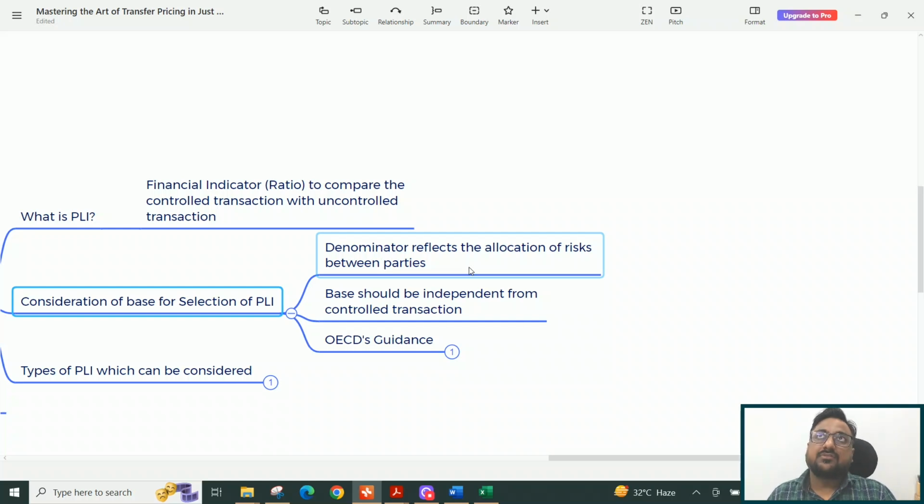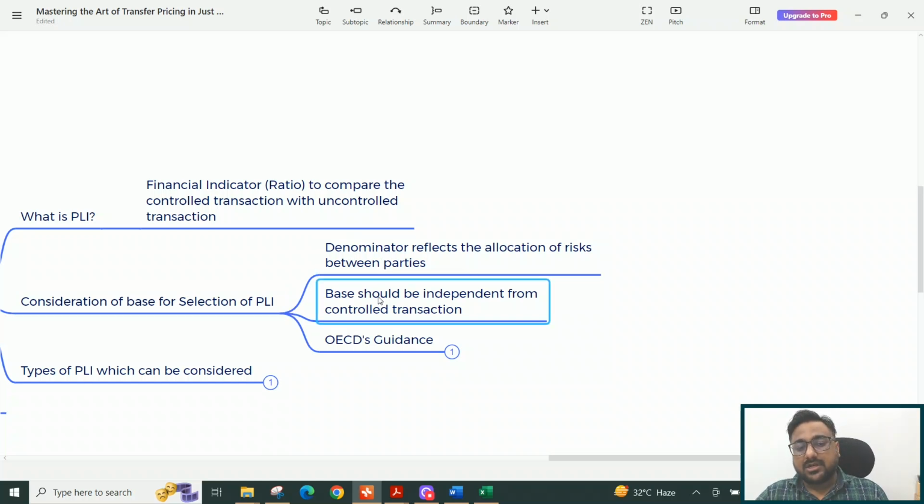Let me give an example for allocation of risk between the parties. Suppose your risks are more towards purchase, right? Then under your denominator your operating cost will be there, or the cost base denominator. We will see what type of PLI we can use. In case the parties share the risk more in the sales area, then your denominator would lie on the sales end. So your numerator would be your profit, and your denominator would be your operating revenue or operating cost. We'll understand this when it comes to the practical part.